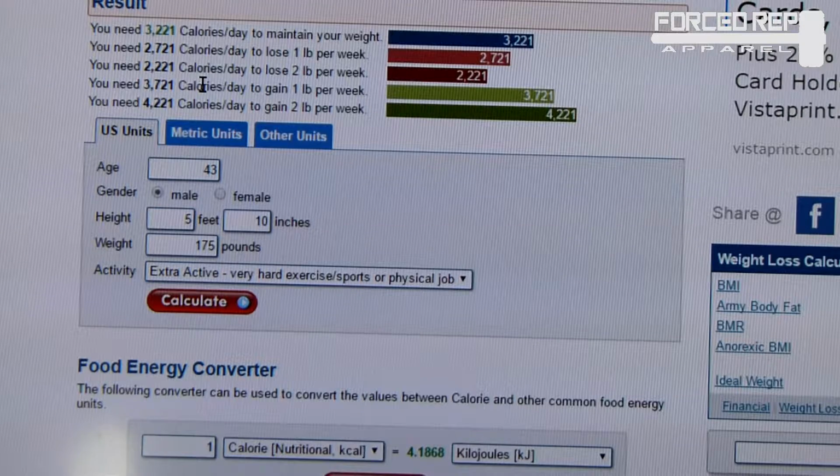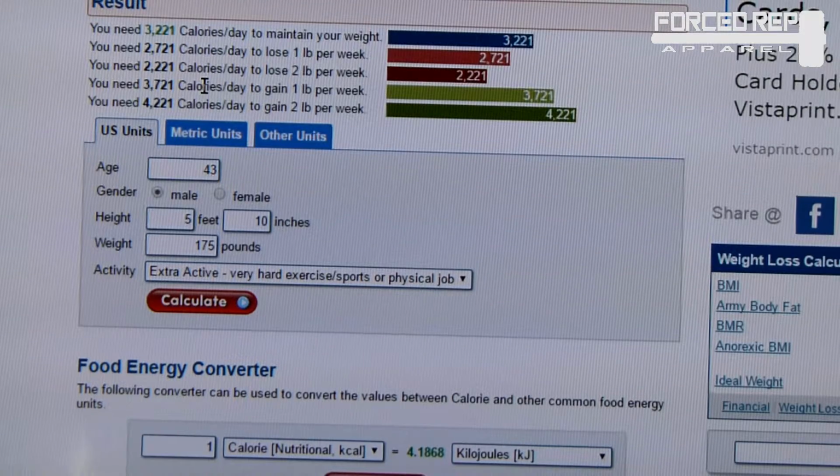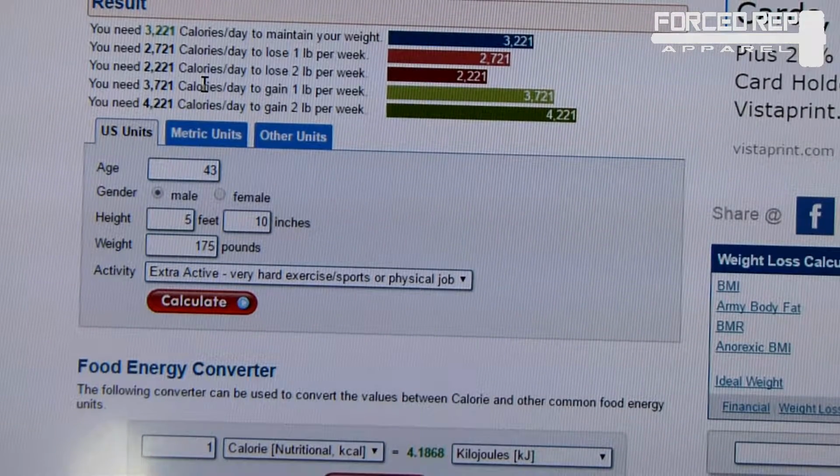I would actually say half a pound is probably the max. Anything above half a pound to a pound per week of weight gain, you're probably getting to the point where you're putting on more body fat than you are lean muscle mass. So I would stick to the 3721 in order to put good quality muscle on, but at the same time still keep your muscle mass.